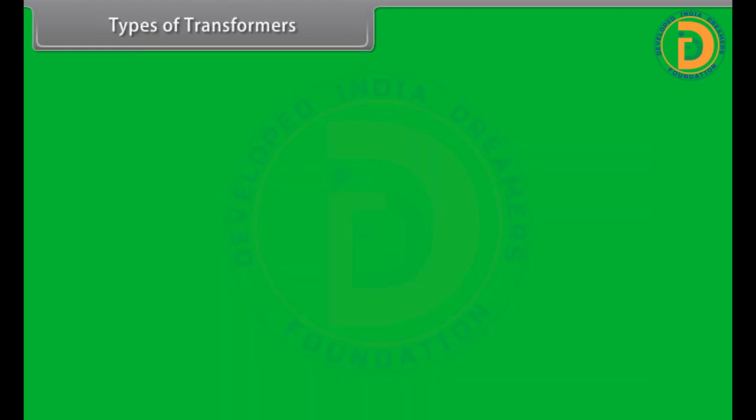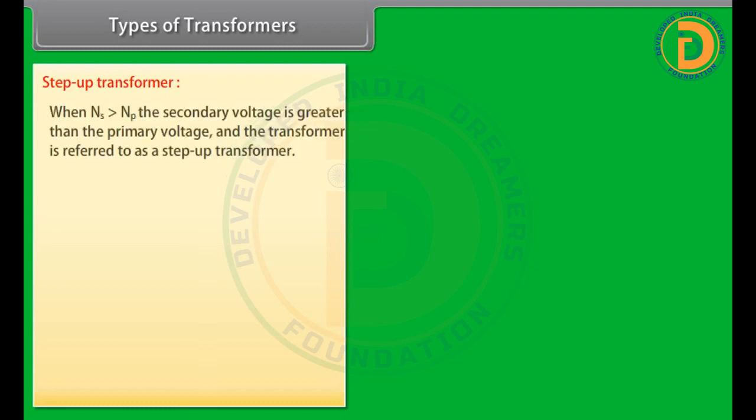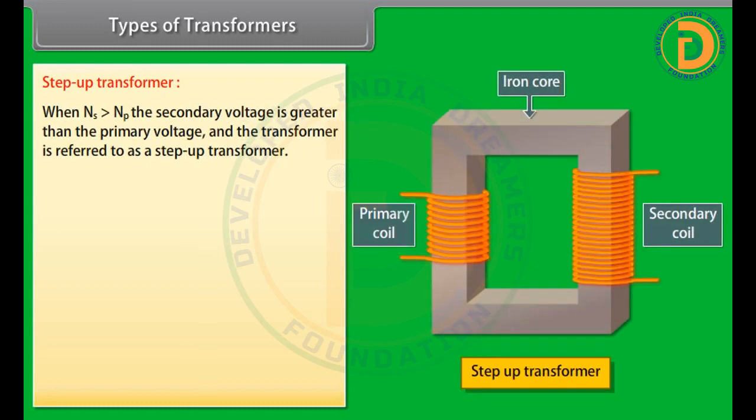Types of transformers. Transformers are of the following two types. Step-up transformer. When the secondary voltage is greater than the primary voltage, the transformer is referred to as a step-up transformer.